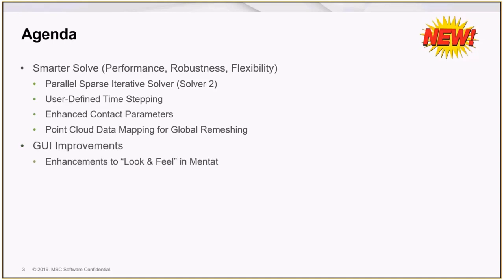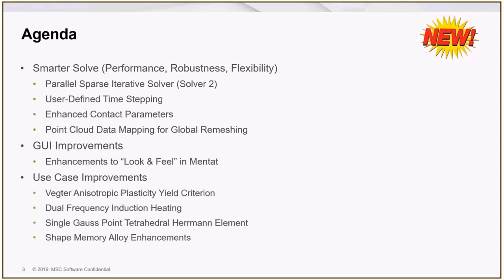And then I will talk about our second area, the GUI improvements we've done. We've made a number of enhancements to the look and feel of Mentat. I think they're very exciting and very helpful for many people, and we're happy to show those to you. And then finally, Bhumi will talk about the use case improvements that we've done: the Vegter anisotropic plasticity yield criterion, the dual frequency induction heating, the single Gauss point tetrahedral Herrmann element, and then the shape memory alloy enhancements. So I'll just go ahead and get started.